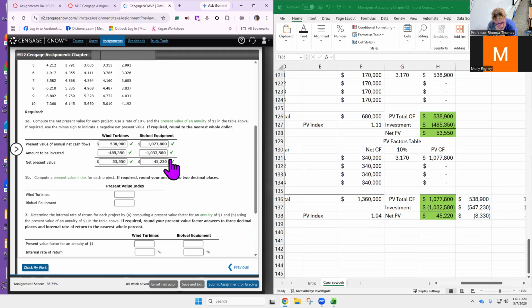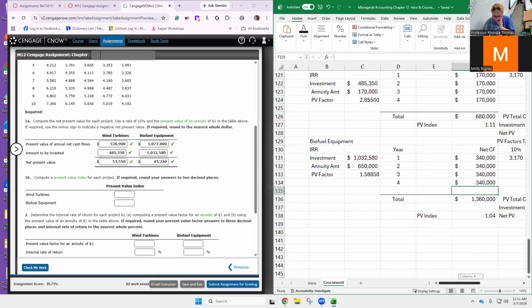Now that I have my correct numbers in, this one doesn't look so great. In fact, the wind turbines seem to be the better choice with this analysis. Okay, now we're going to do that present value index again, and then we'll do the internal rate of return. I'll try to hustle it up now.